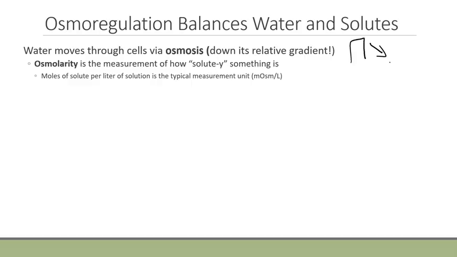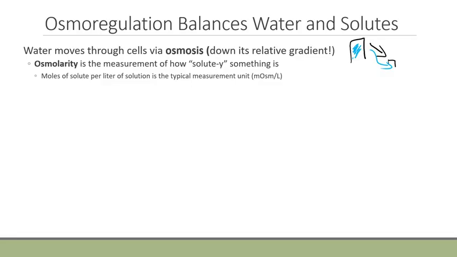If something has a high gradient, it wants to move to an area with a lower gradient. In this case, it's the relative movement of water down its gradient, typically through some selectively permeable membrane. When we use the term osmolarity, we are referring to the measurement of how many solutes are in a solution. The more salts, something like sodium or chlorine, the higher the osmolarity. Pure water would have a very low osmolarity. Seawater would have a very high osmolarity.